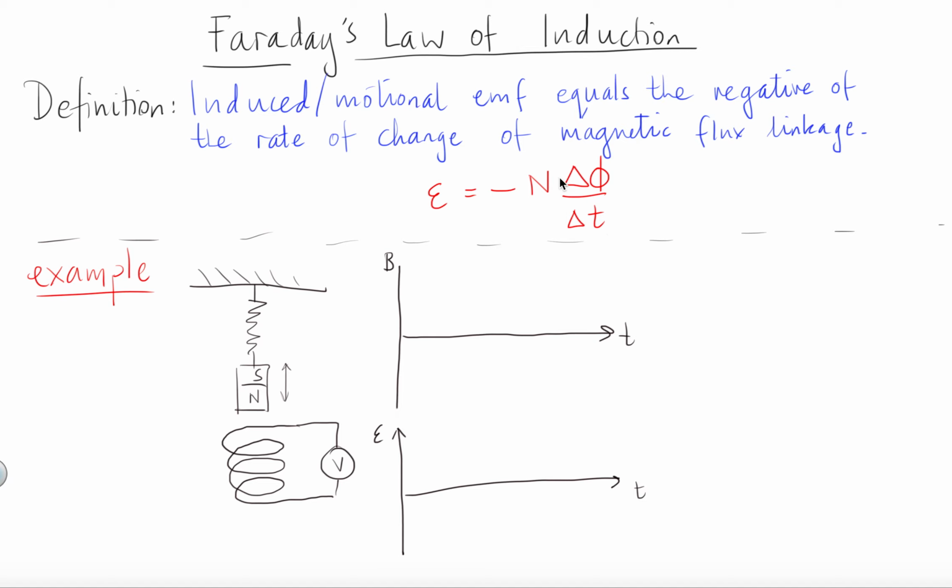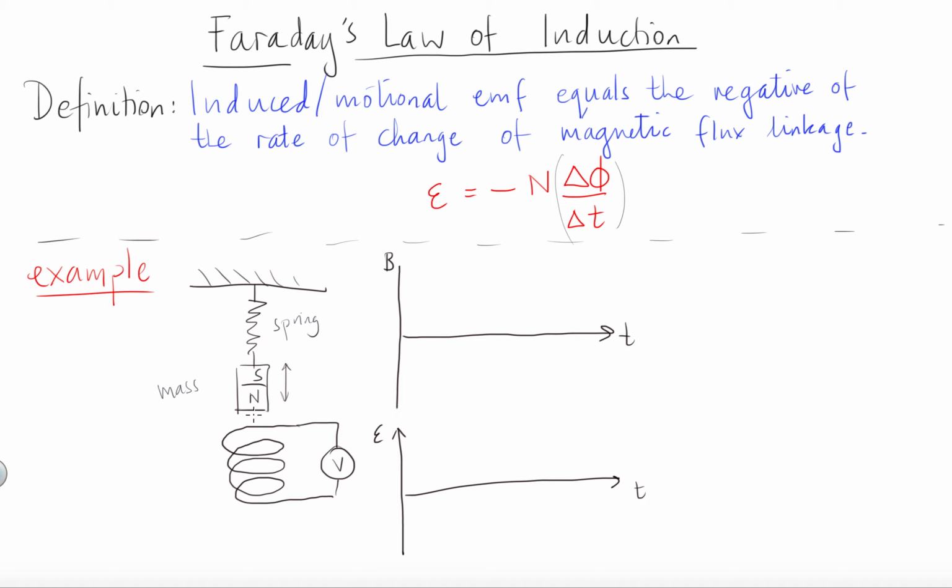This delta phi over delta t is the rate of change of magnetic flux, and multiplied by n gives you the rate of change of magnetic flux linkage. So let's have a look at this example. We have a bar magnet, which can be seen as like a mass on a spring, and we displace it from the origin and we get simple harmonic motion in a sinusoidal type way.